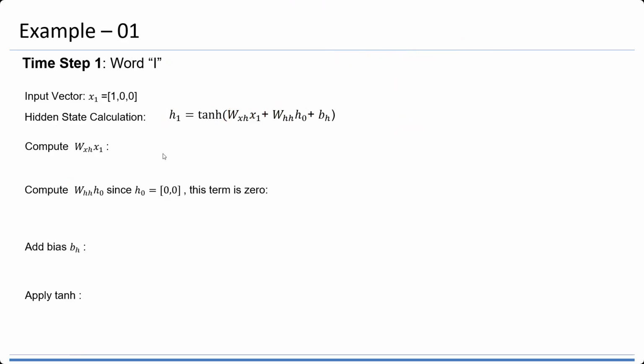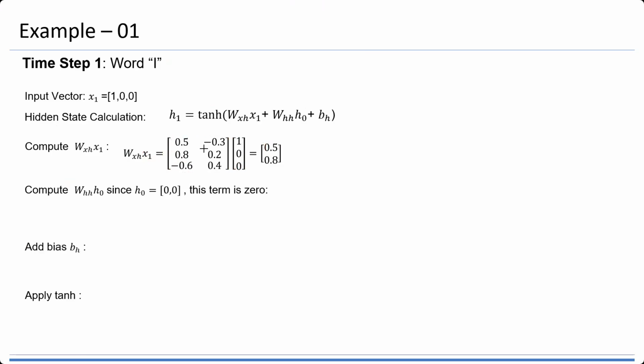Then we just put in the values from the previous page. When we do W_xh times x1, it means W_xh multiplied by 1, 0, 0. You know the matrix multiplication. So we get 0.5 multiplied by 1, and then 0.8 multiplied by 0, minus 0.6 multiplied by 0. Then we got the value 0.5.